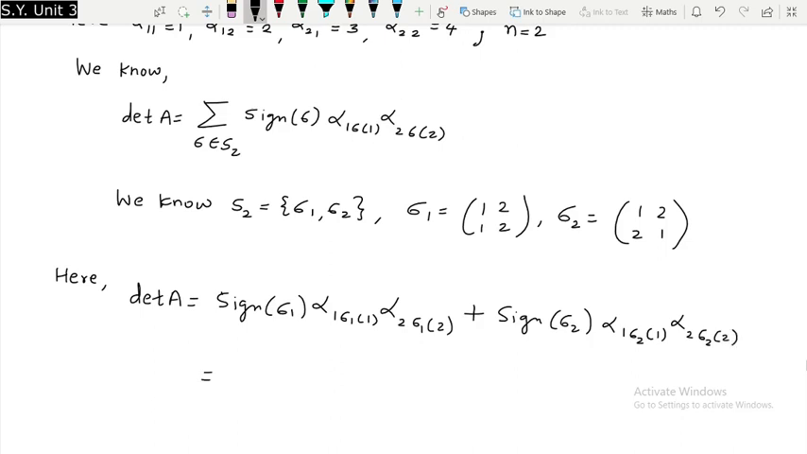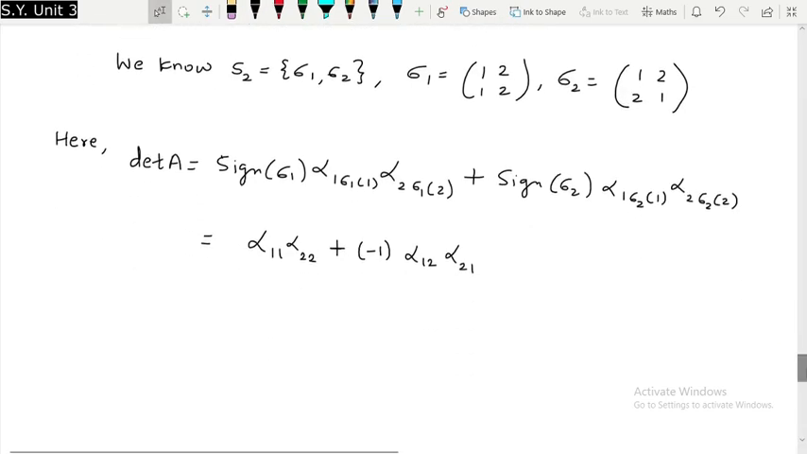Which is equal to, sign of sigma 1 is 1 since it is the identity, so alpha 1, sigma 1 of 1 is 1, so alpha 1 1, and sigma 1 of 2 is 2, so alpha 2 2, plus sign of sigma 2 is -1, so that is -1, alpha 1, sigma 2 of 1 is 2, multiplied by alpha 2, and sigma 2 of 2 is 1. Which is further equal to alpha 1 1 alpha 2 2 minus alpha 1 2 and alpha 2 1.